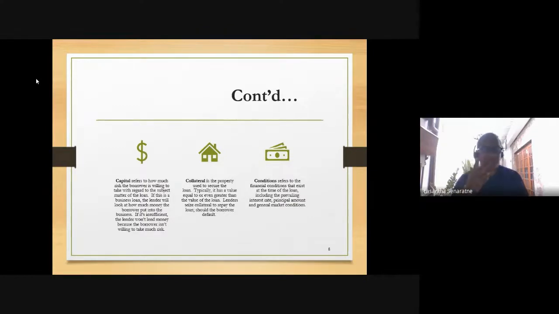And tomorrow I'm coming to your bank where the company doesn't have any assets. Tomorrow I'm going to come to your bank and I'm asking for a 500,000 loan. So my stated capital is 10 rupees. Company doesn't have any assets.